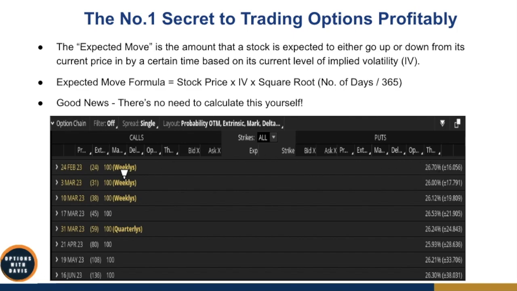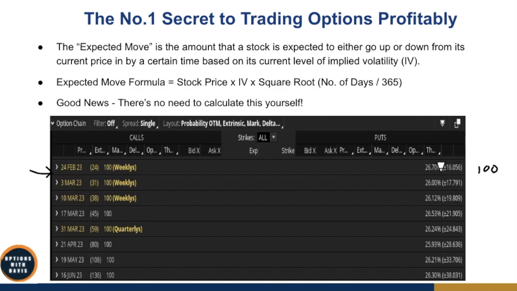So for this, let's take a look at the 24th February, where there's 24 days to expiration. You will see that there's 26.7%. So this is the implied volatility. And on the right hand side, it translates this implied volatility to the actual dollar move of the underlying stock. So let's say, for example, that the stock right now is $100. So how do you know what is the expected range, right? The expected move.